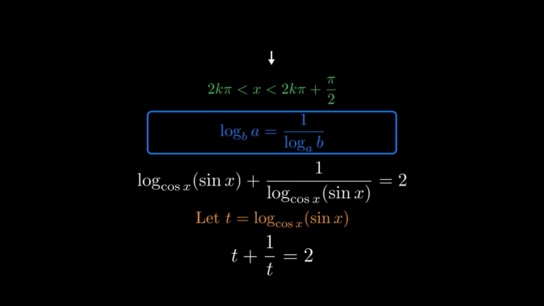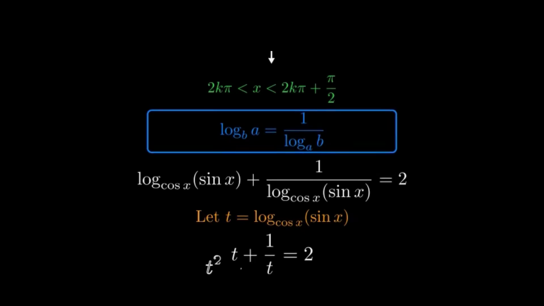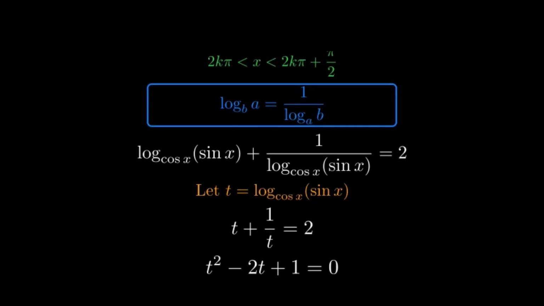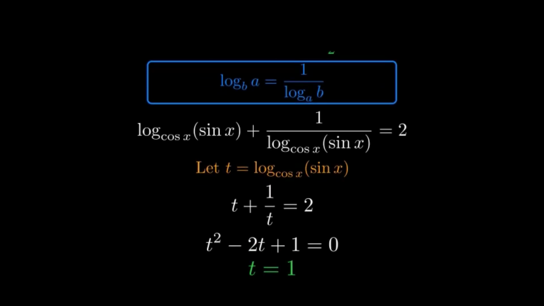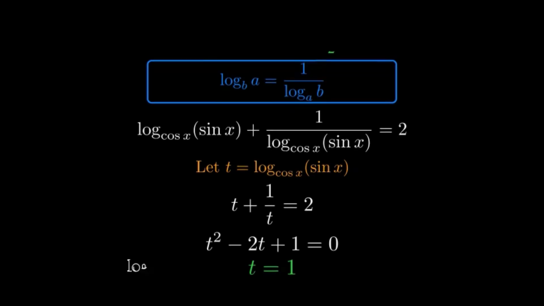Step 4. Multiply both sides by t and move everything to one side. We obtain t squared minus 2t plus 1 equals 0. Step 5. This is a perfect square. Therefore, t equals 1. Step 6. Substitute back for t. Log base cosine x of sine x equals 1, which means sine x equals cosine x to the first power. Dividing both sides by cosine x gives tangent x equals 1.